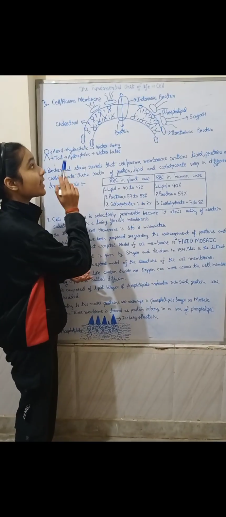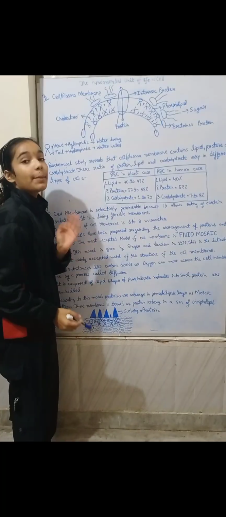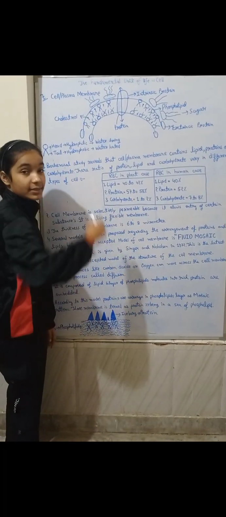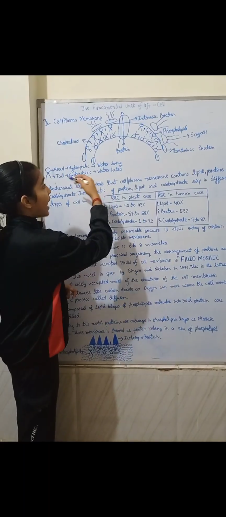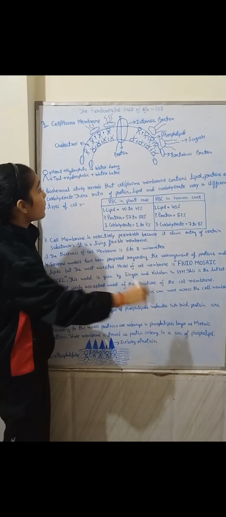Today the fundamental unit of life, cell part 3. Okay, the topic is cell and plasma membrane. This is the diagram of plasma membrane.